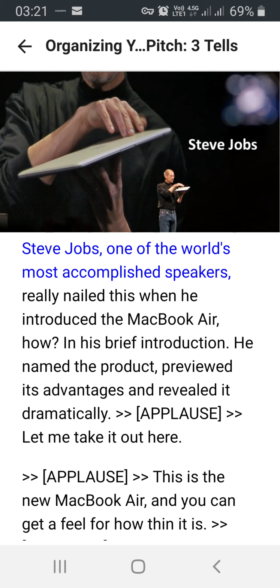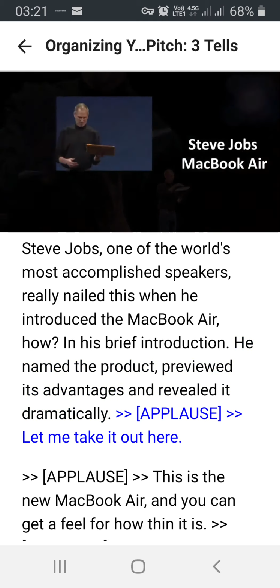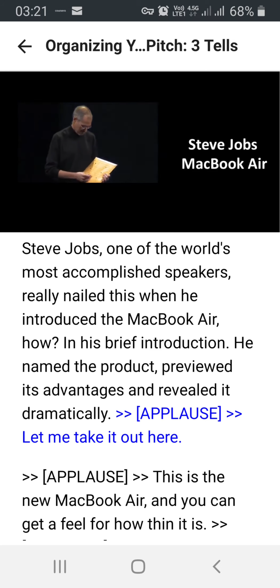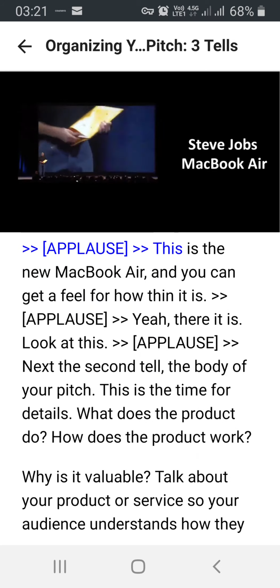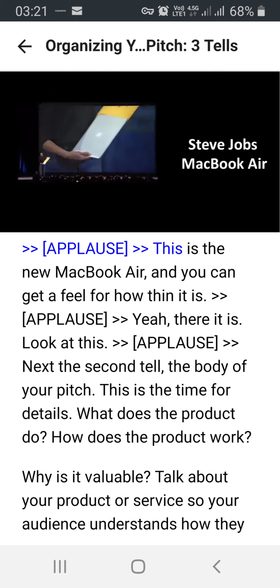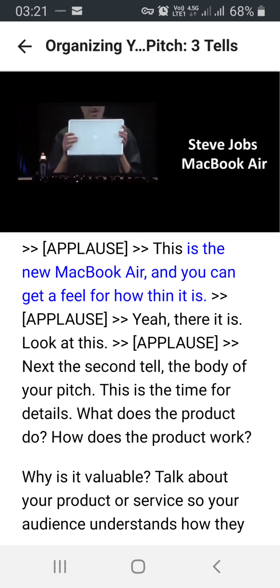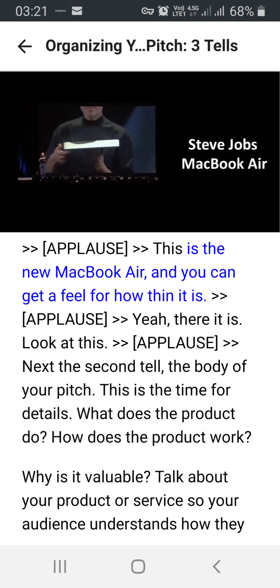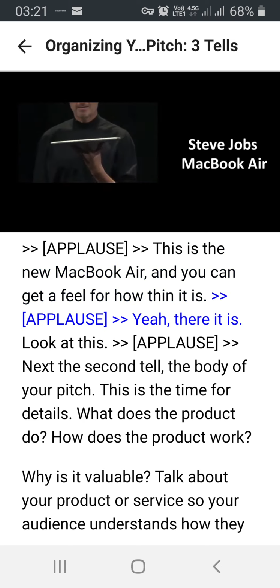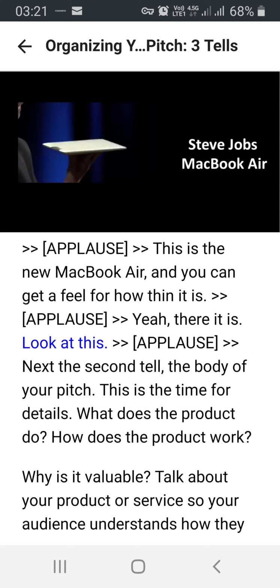Steve Jobs, one of the world's most accomplished speakers, really nailed this when he introduced the MacBook Air. How? In his brief introduction, he named the product, previewed its advantages, and revealed it dramatically. Let me take it out here. This is the new MacBook Air, and you can get a feel for how thin it is. Yeah, there it is. Look at this.